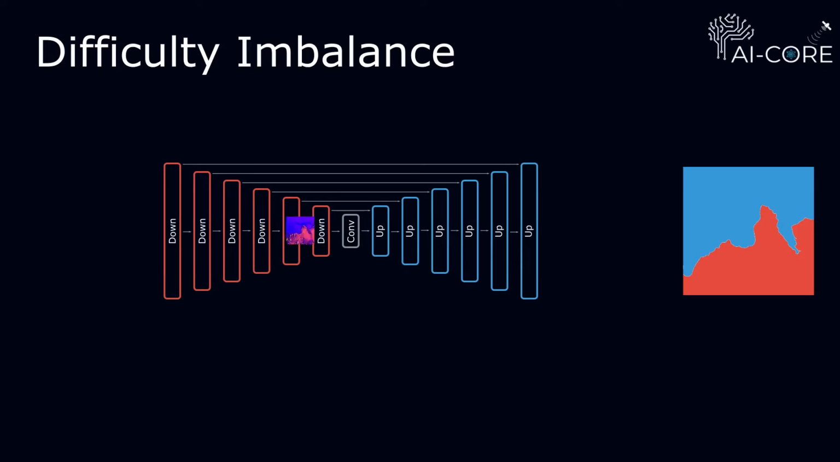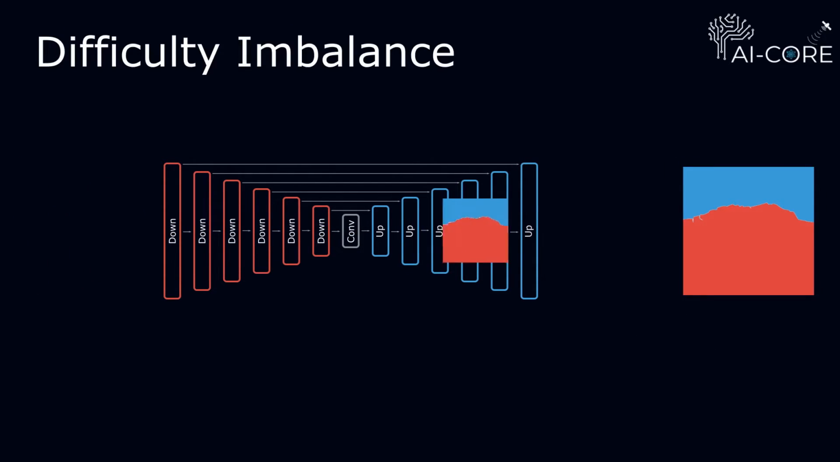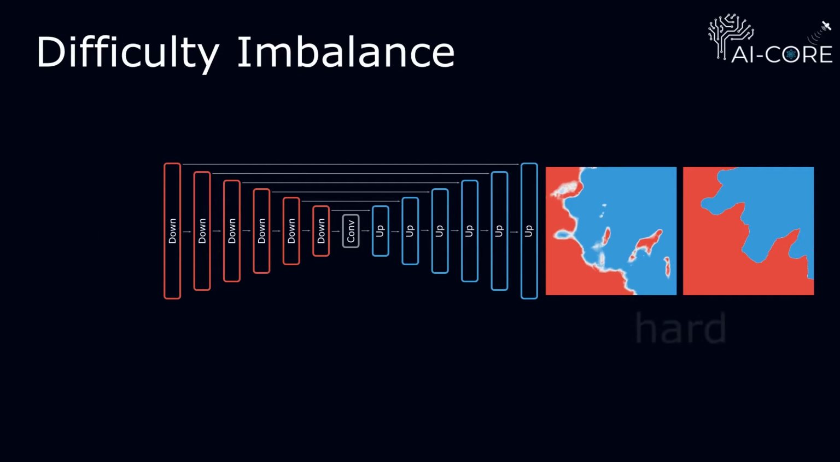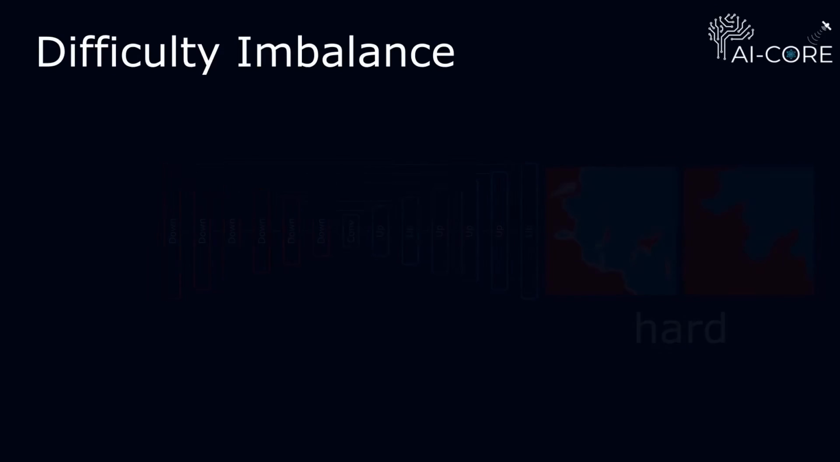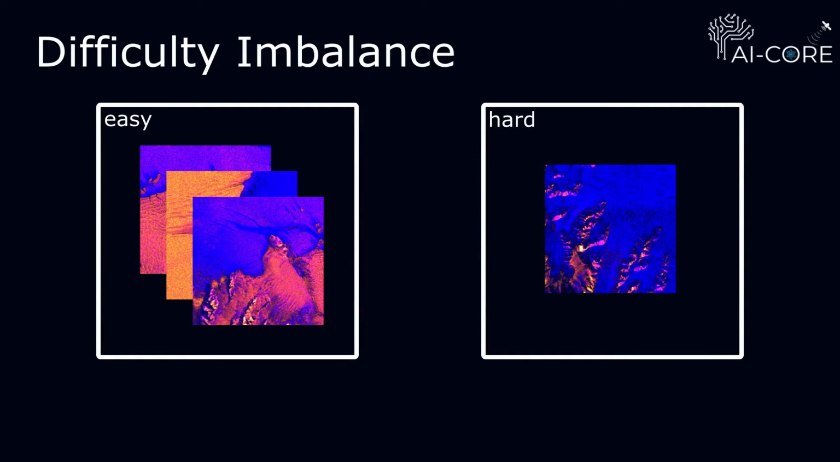Finally, we notice that among the scenes in our dataset, most are very easy to classify correctly. However, there are the occasional outliers where coastline detection is really hard. We keep score of how well the model is doing for each training scene. Then, we selectively train it on the hard examples that it is struggling with the most. You can think of it like a flashcard system for training deep learning models.